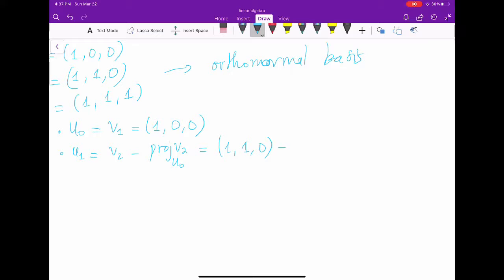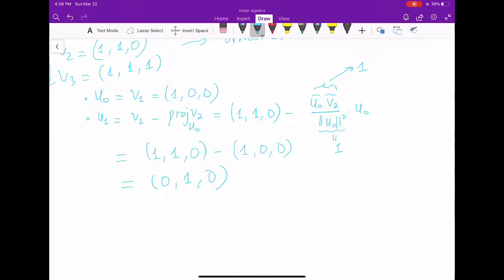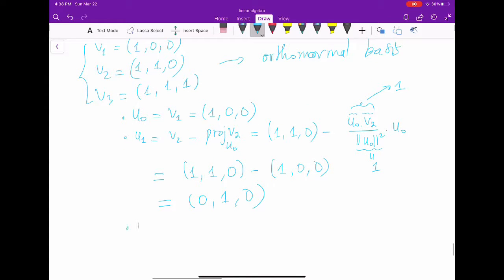minus, let's find the orthogonal projection of V2 onto U0. So that is the dot product of U0 and V2 divided by the norm of U0 squared, times U0. You can see the dot product of U0 and V2 is just 1, from the definitions, right? And the norm of U0 is just 1 too. So basically I have 1, 1, 0 minus 1, 0, 0. So I get 0, 1, 0. That looks good, right?